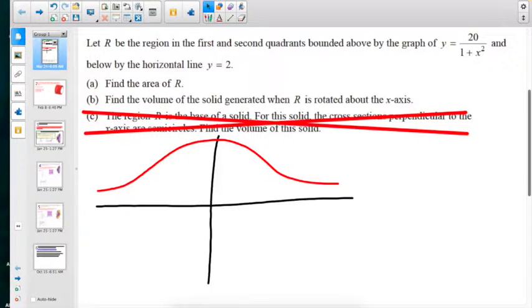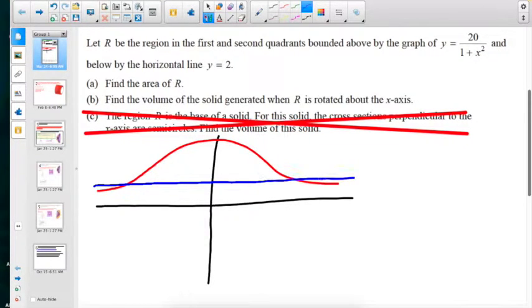Zero? As x goes to infinity, y equals 0, right? And then, what happens at y equals 2 here? Isn't that the other line? Y equals 2. Does it cross? Okay, it does cross. Do we know where? -3 as well.